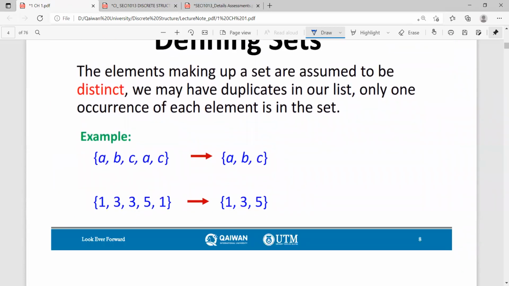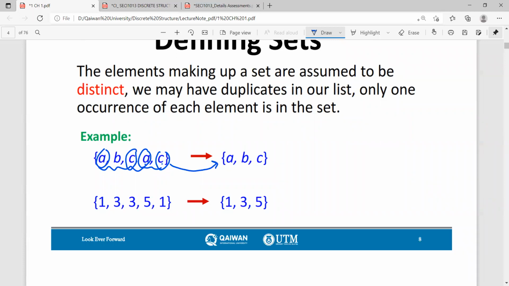And repeating elements is not allowed in expressing the set. For example, here, when you say A, B, C, A, C, as you see here, in this set we have repeating elements. C is repeated, and also A is repeated. It could be written as A, B, and C. We don't have to write down the repeating elements in a set.